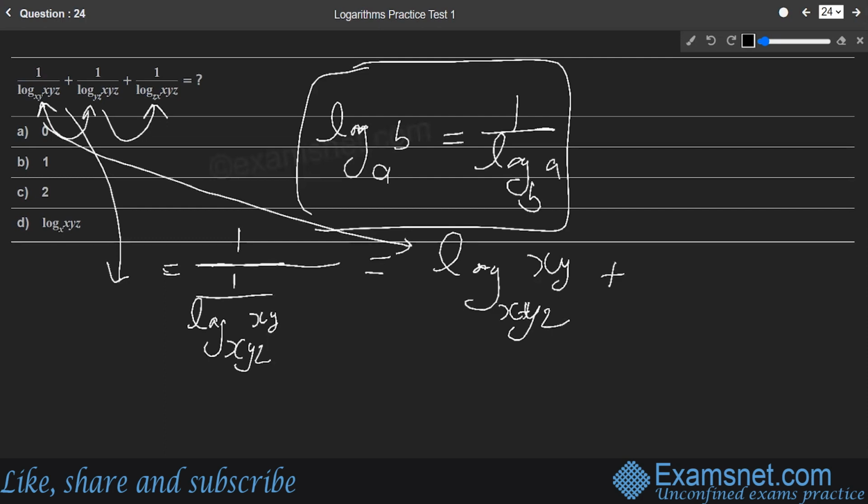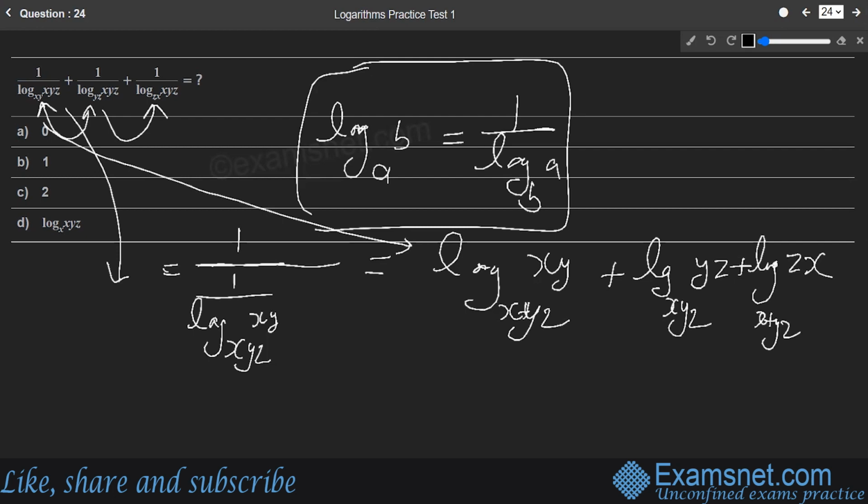Similarly, the next term will also become log of xyz, and the next term has yz, so yz will come up. And similarly, the third term will become log of xyz, and the third term had zx as the base, so that will come up as zx. So this is what we'll achieve after this.